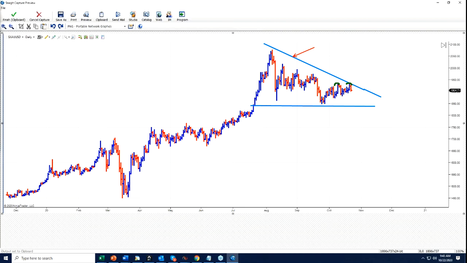And then I'll wait for the next session and then sneak in a sell stop right below here with some kind of risk parameter somewhere up here. This will be my risk, and that's my reward.